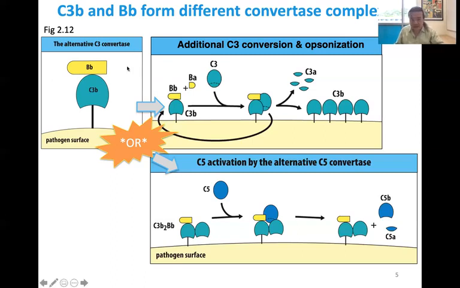So previously, we had looked at these top two panels here. We said that once you get a C3b that has attached to the surface of a pathogen, that C3b can recruit another complement protein, factor B, that then gets activated, so it becomes Bb because the little Ba cuts off, right?